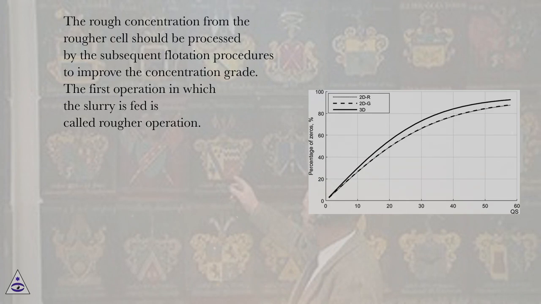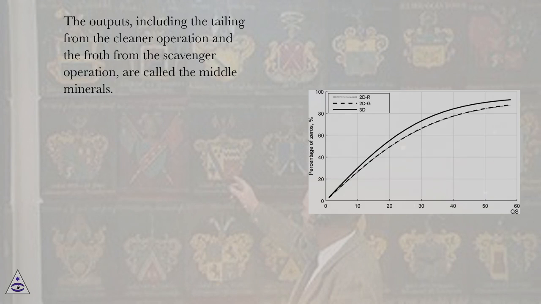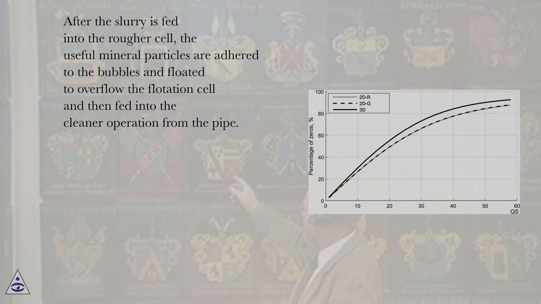The first operation in which the slurry is fed is called the rougher operation. The froth obtained from the rougher operation is again put into the flotation process, which is called the cleaner operation. The tailing output from the rougher operation is again put into the flotation process, which is called the scavenger operation. The outputs, including the tailing from the cleaner operation and the froth from the scavenger operation, are called the middle minerals.